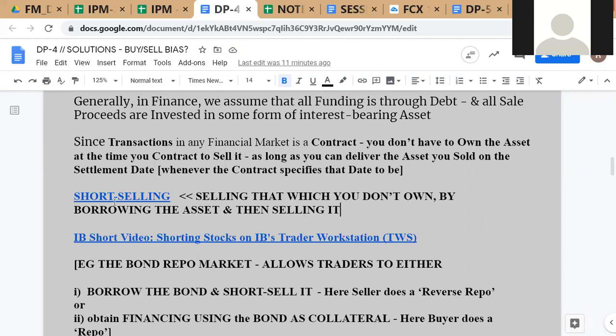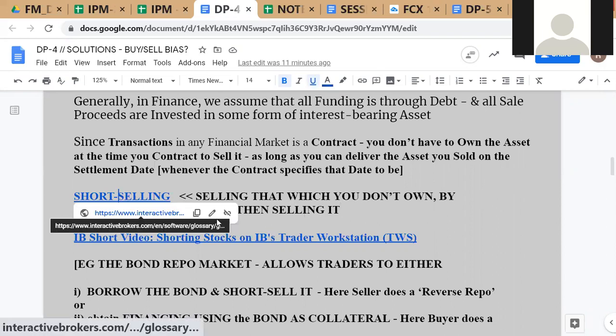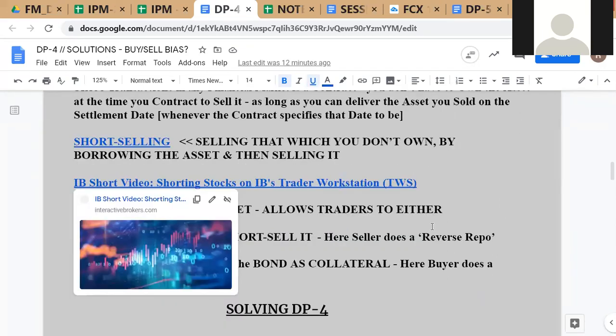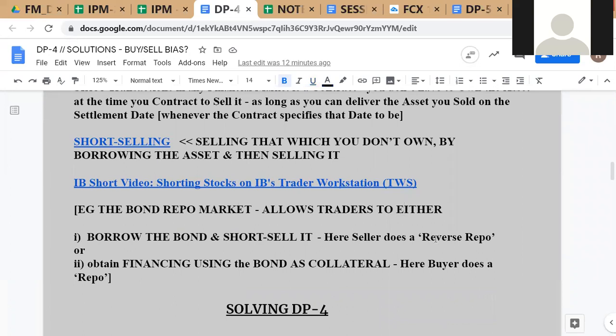So I've given you a little bit of explanation and a link on short selling. In this particular project, you can do short selling, okay? And you can watch this video of Interactive Brokers and understand. So this is one of the learnings that you will have in this project. You can figure it out for yourself. If you have any questions, you can ask me.